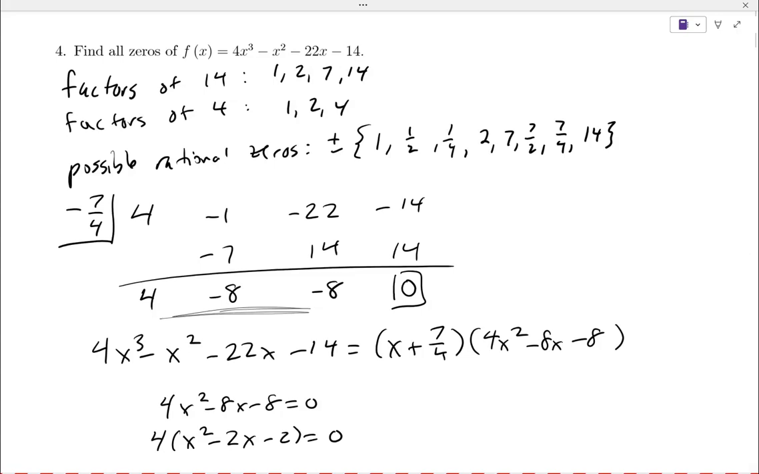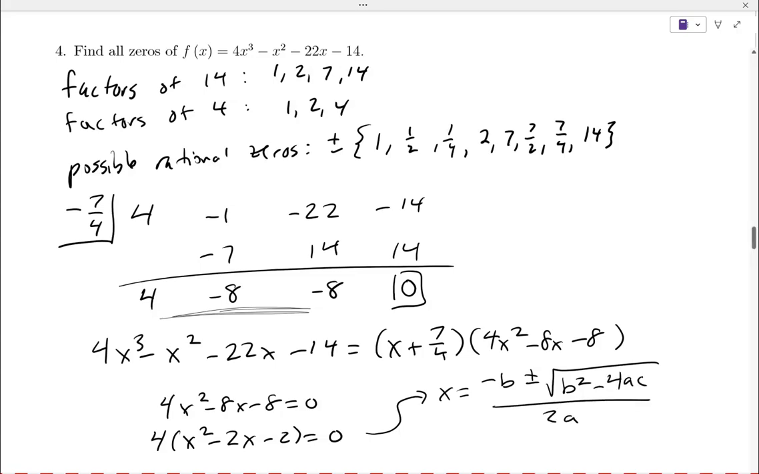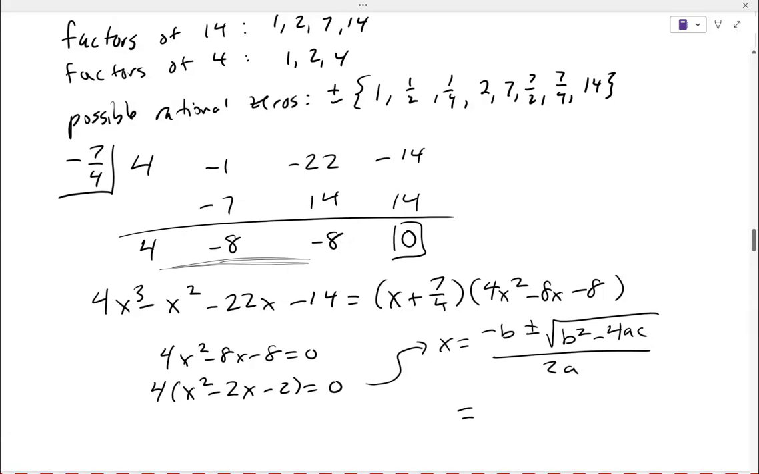I can factor a 4 out. But does that x squared minus 2x minus 2 factor? No, it doesn't factor, right? At least not using integers. So we can use quadratic formula. What is quadratic formula again? Good. So looking at, all I need to look at is this piece right here.